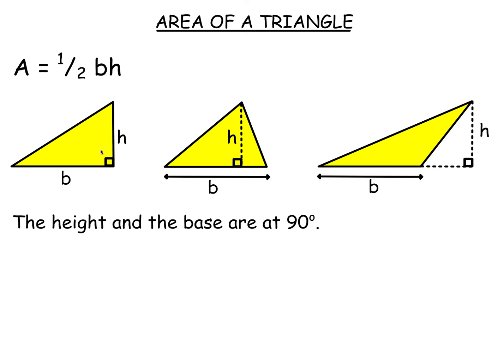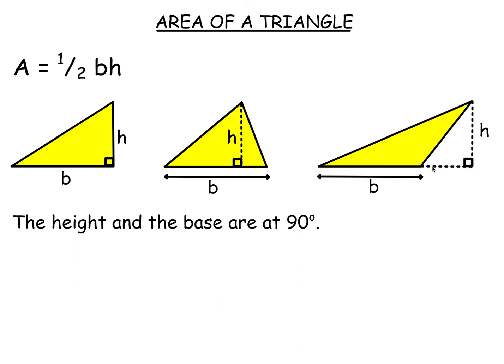This is a right angle triangle. Height happens to be one of the sides. This is an obtuse angle triangle because it has an obtuse angle here. The base again is one of the sides, and we show the height. We drop down from this corner level to the base, and if we extend the base out, we can see it forms a right angle.